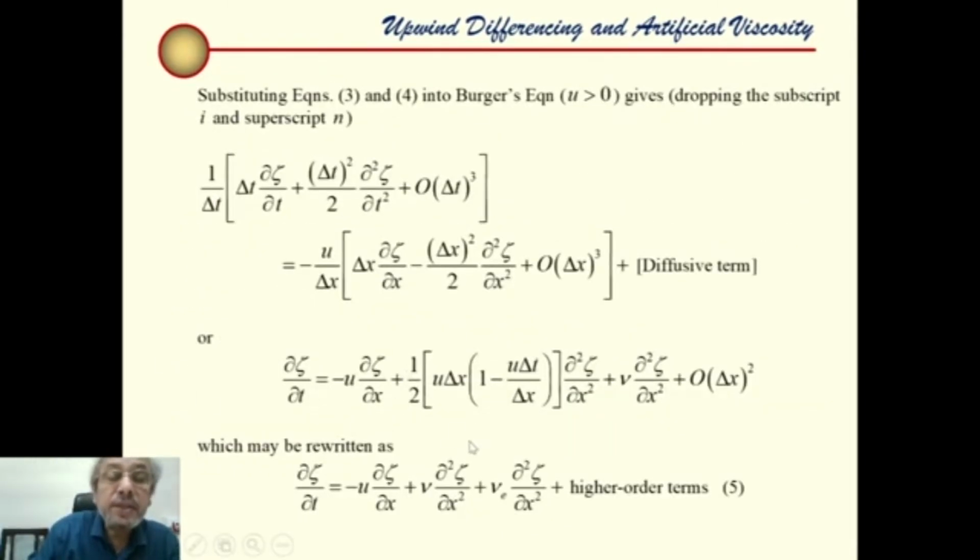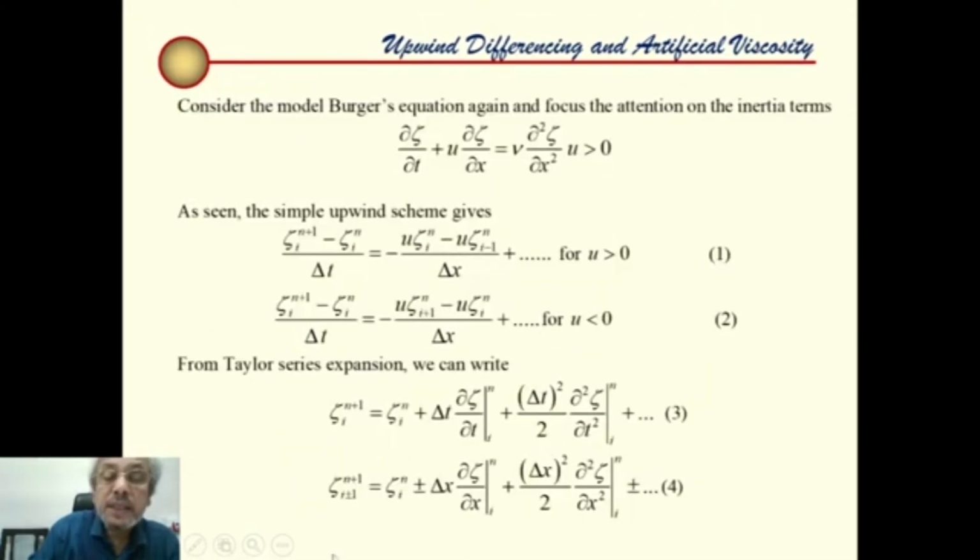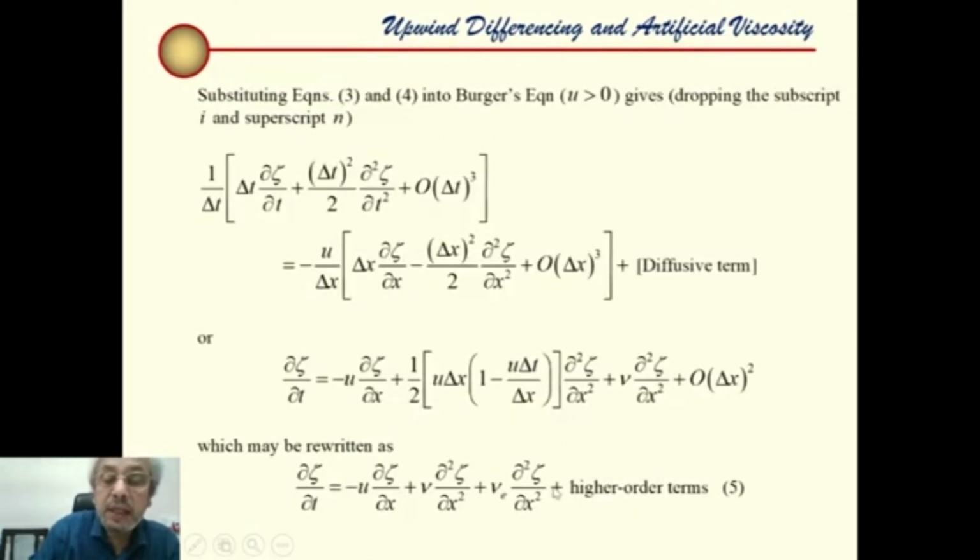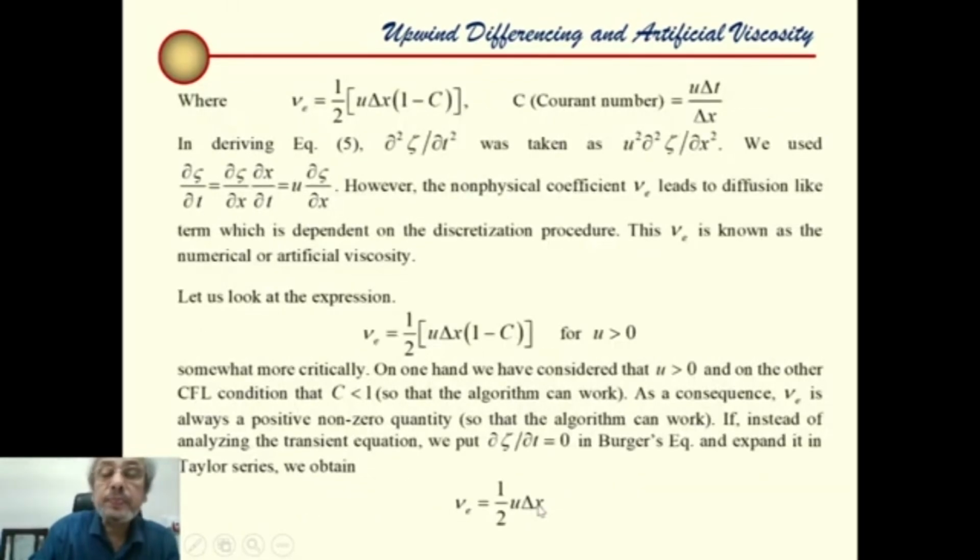So when we are reconstructing, getting back the equation, effectively we are getting del zeta del t equal to minus u del zeta del x plus nu del 2 zeta del x2. This is a physical equation, but when we are discretizing this way, basically we are effectively adding a new artificial viscosity into del 2 zeta del x2. And the artificial viscosity is half u delta x into 1 minus Courant number.